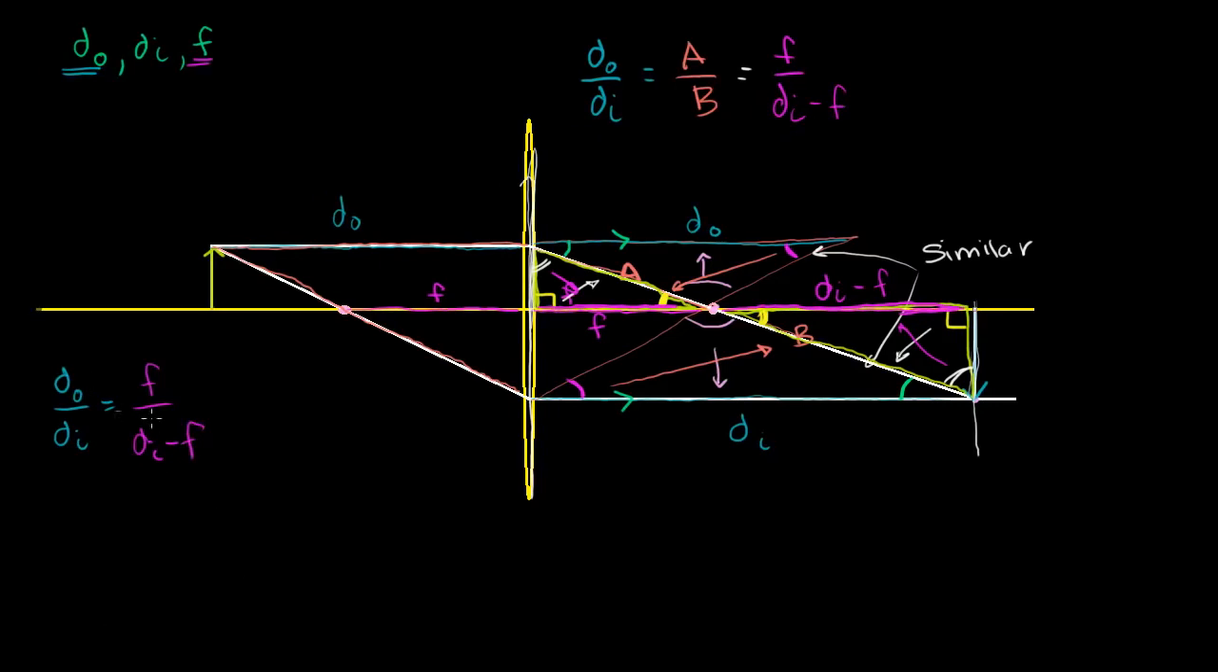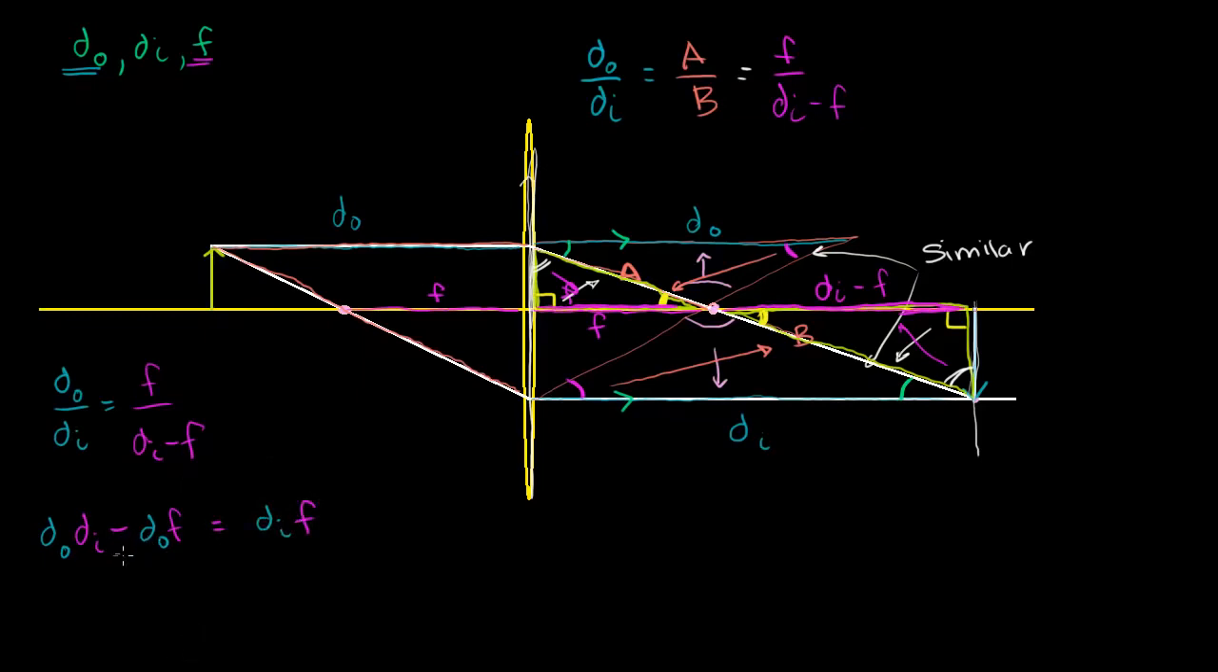So just to simplify this, let's cross multiply it. If we multiply d naught times this thing over here, we get d naught di minus d naught f. I'm just distributing this d naught. Cross multiplying is really the same thing as multiplying both sides by both denominators. That's all cross multiplying is. That is going to be equal to di times f.